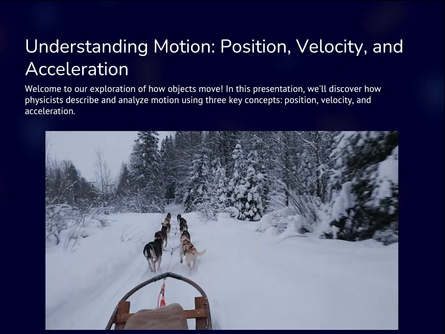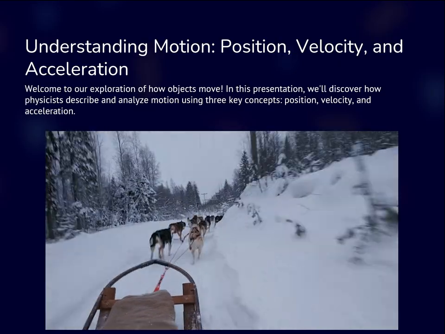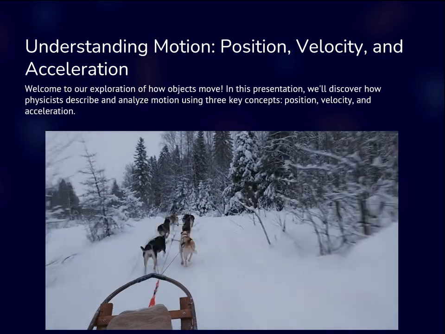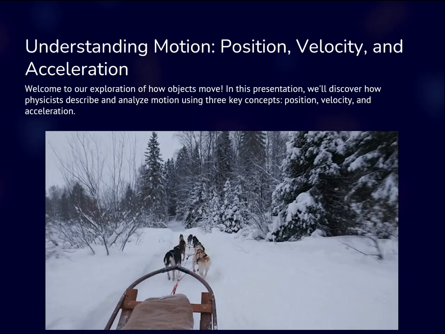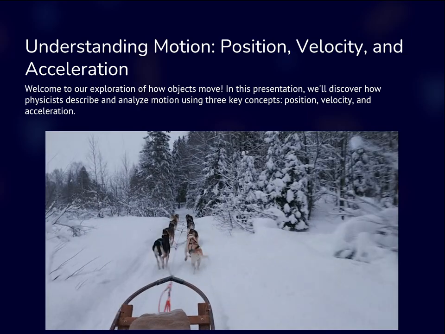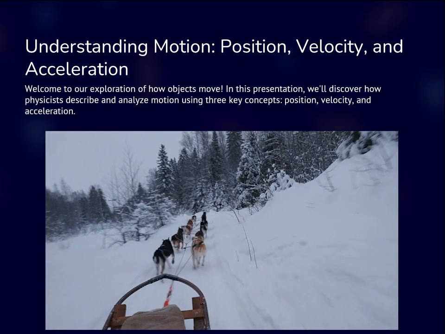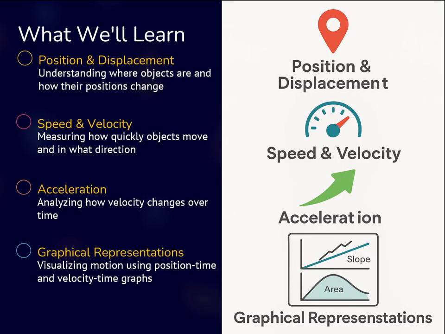It starts off slowly, accelerates, reaches a cruising velocity, and slows down or turns when terrain changes. This kind of motion helps us visualize what position, velocity, and acceleration really mean in action. Here's what we'll be learning in this video: position and displacement. We'll explore how we describe where an object is and how far it moves from one place to another.